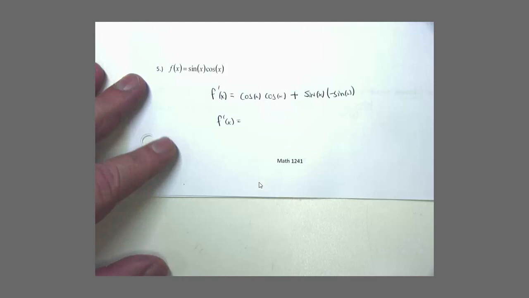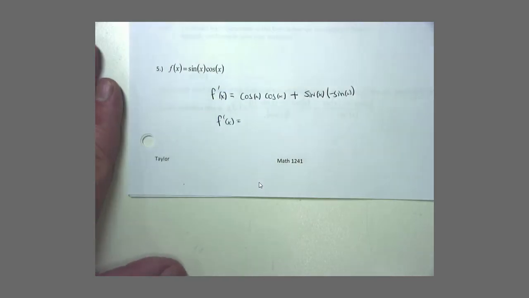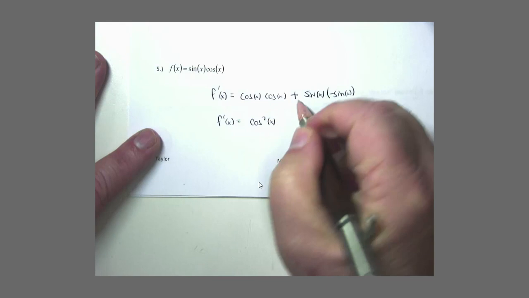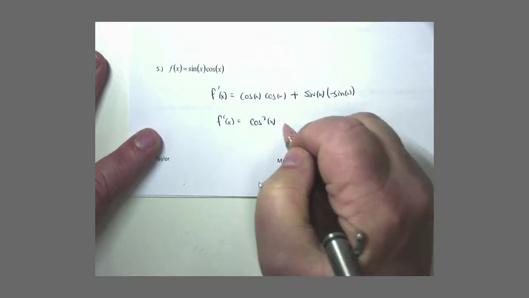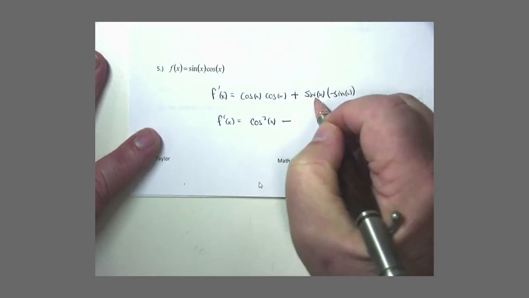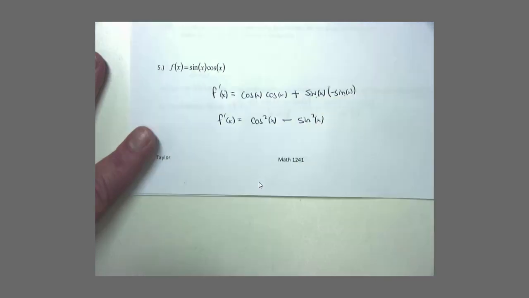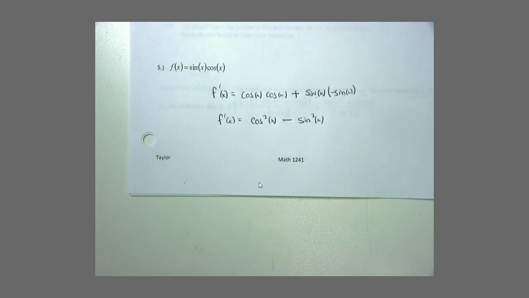Of course, you want to clean it up. What is cosine of x times cosine of x? Cosine squared of x. What's a positive times a negative? Negative. What's sine of x times sine of x? Sine squared of x. And what is cosine squared of x minus sine squared of x? No, that's plus. That's what I wanted to check.